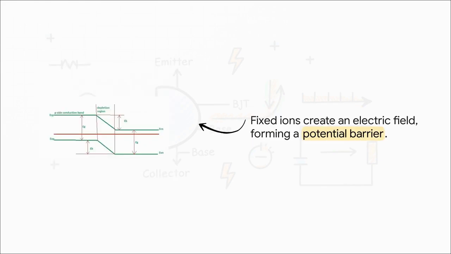And this is the brilliant part. Those uncovered ions that are left behind create their own little internal electric field. This field acts like a barrier, a potential barrier. You can think of it like a hill that the charges now have to climb to get across. This hill pushes back against any more diffusion, and the whole system settles into a nice, stable equilibrium. For most of the charges, getting over that hill is just too hard.